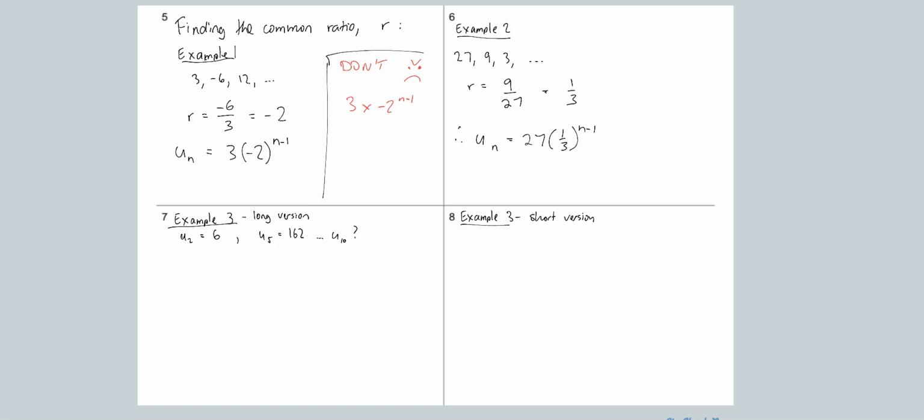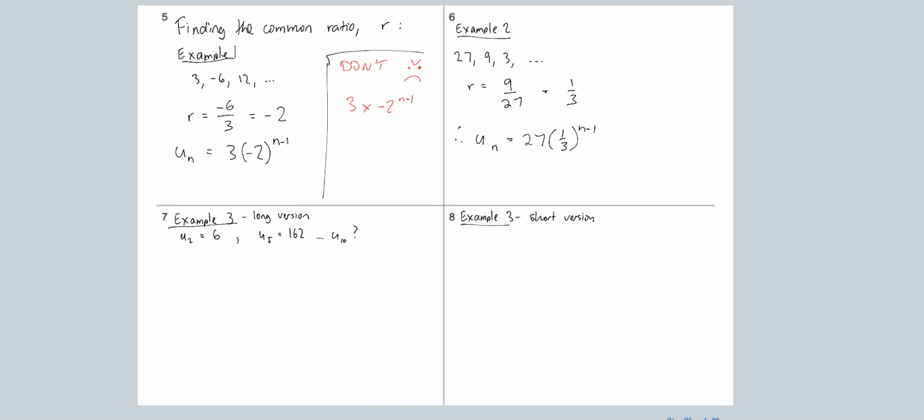Okay, example 3. This is where it gets a little bit more interesting, I think. It's one of those ones where you don't have the initial term or the ratio, but you need to somehow work it out. If you remember, the way we did it with arithmetic sequences is by simultaneous equations. We use a similar technique with this, but it's actually easier. This is the long version. I'll give you the short version in a second. It kind of starts off similarly.